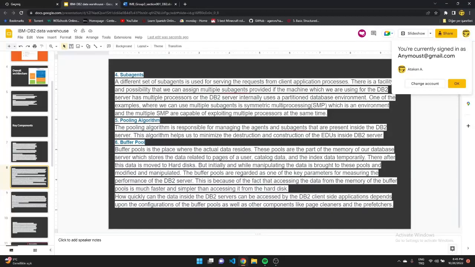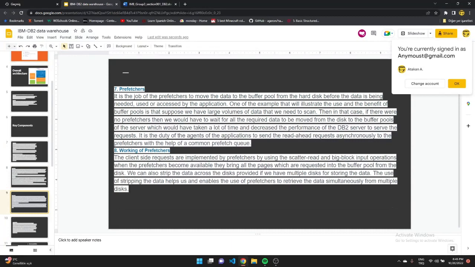Again, they're one of the key parameters because it's essentially the bucket that we use to move data. Again, because it's RAM, of course it will be easier. And again, this plays a very important role within the system.